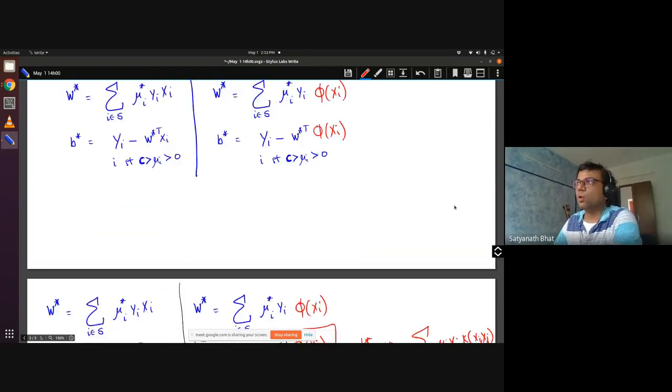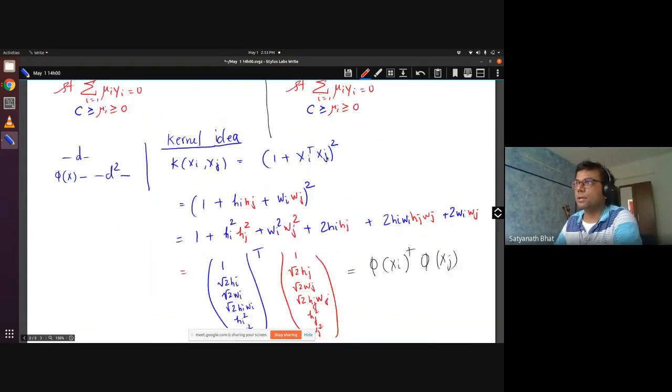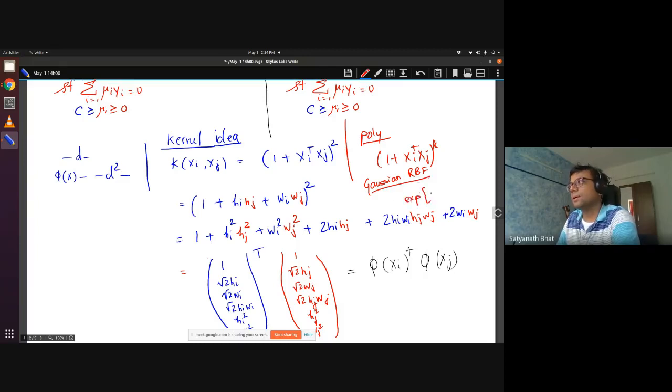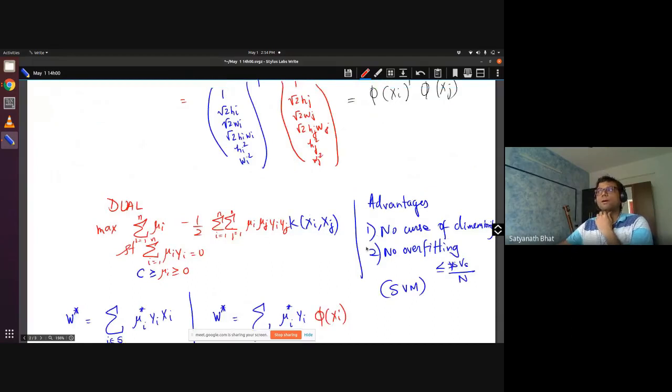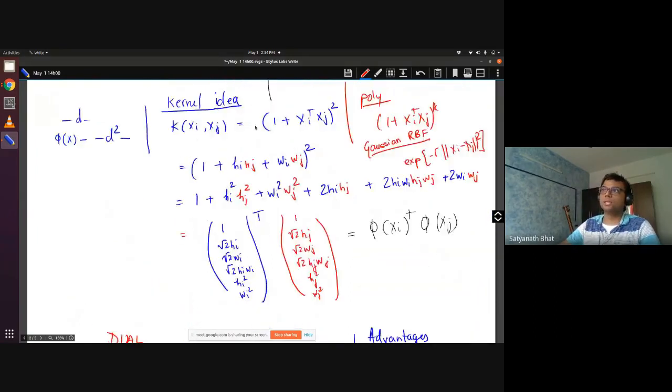If I go to the polynomial kernel, 1 plus xi transpose xj to the power of k, I go to the kth dimension space. In fact, if I use Gaussian radial basis functions, I can go to infinite dimensional space. The kernel there is e power minus gamma times the norm of xi minus xj, squared. So if I use this, I'm in the infinite dimensional space, and I really don't have any problem. The performance will be almost as good as in the original space.